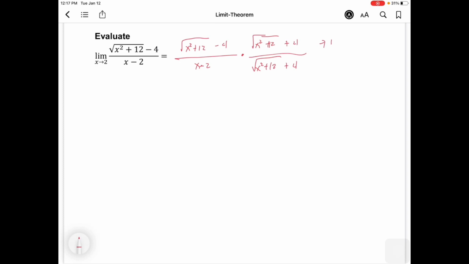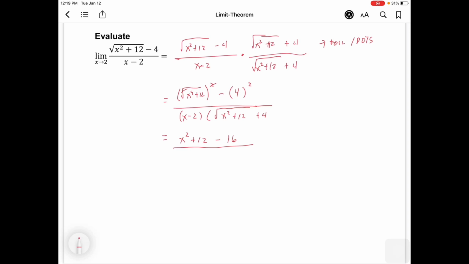Again, can apply FOIL or difference of two squares. So, mas madali ang difference of two squares. Magkakaroon ka lang dito ng square root of x squared plus 12, then squared minus 4, then squared all over, copy x minus 2, and the square root of x squared plus 12 plus 4. Then is equal to, makakaroon tayo ng x squared plus 12 minus 16. Kasi 4 times 4 is 16 all over x minus 2, the square root of x squared plus 12 plus 4.